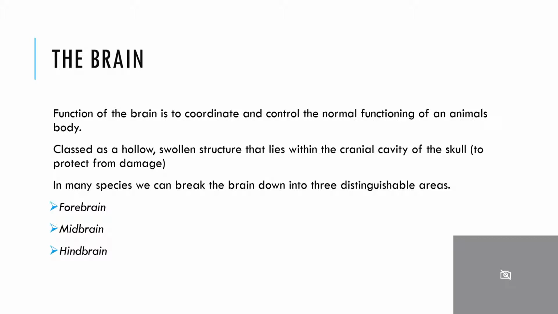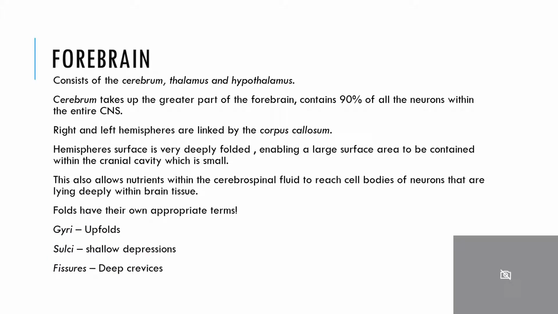The brain. The function of the brain is to coordinate and control the normal functioning of an animal's body. It's classed as a hollow, swollen structure that lies within the cranial cavity of the skull to protect it from damage. In many species, we can break the brain down into three distinguishable areas: the fore, mid, and hind brain. The forebrain consists of the cerebrum, the thalamus, and the hypothalamus.